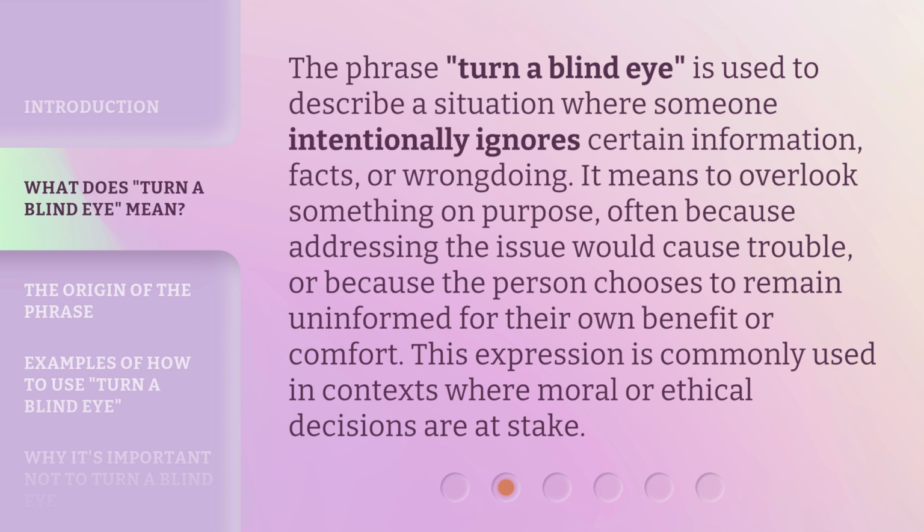The phrase "turn a blind eye" is used to describe a situation where someone intentionally ignores certain information, facts, or wrongdoing. It means to overlook something on purpose, often because addressing the issue would cause trouble, or because the person chooses to remain uninformed for their own benefit or comfort. This expression is commonly used in contexts where moral or ethical decisions are at stake.